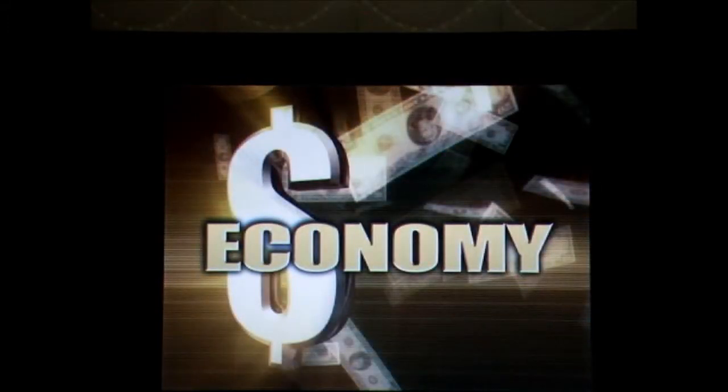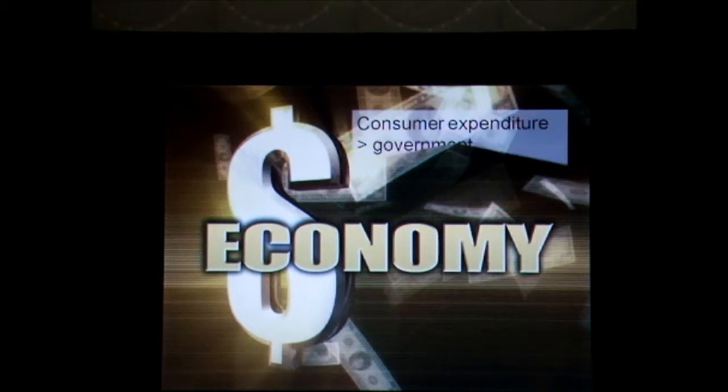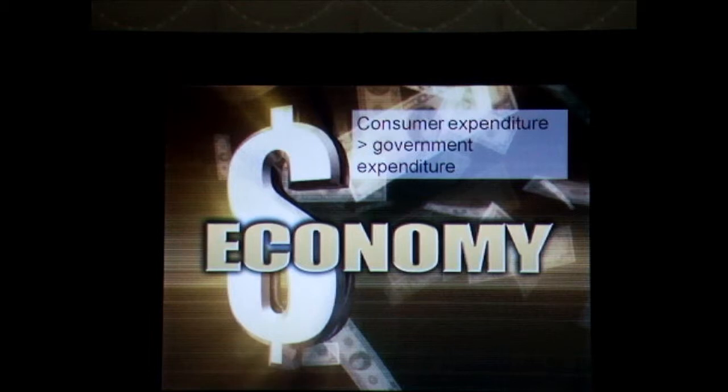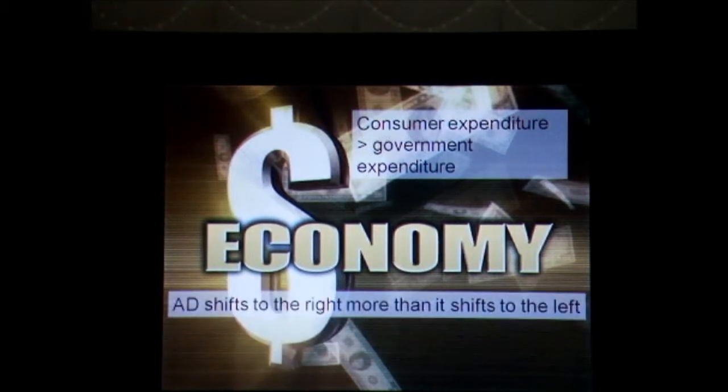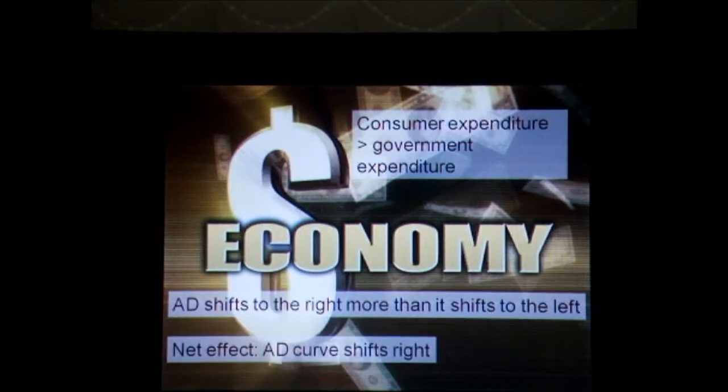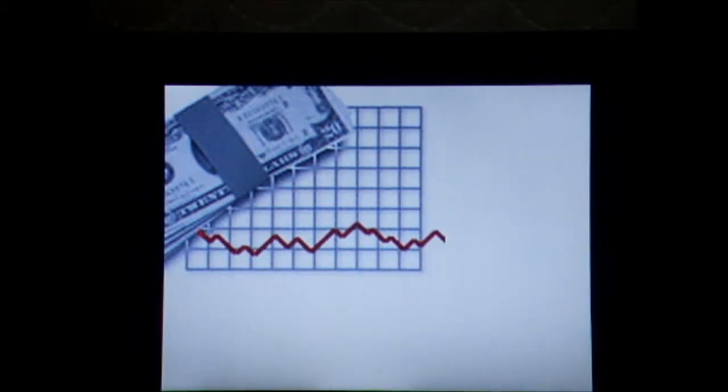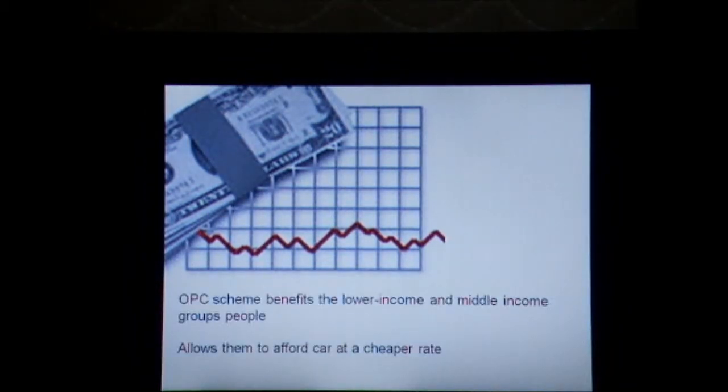The impact on the economy. According to research, consumer expenditure is greater than government expenditure in the year 2008. In other words, the shift of the AD curve to the right is greater than the shift to the left. The net effect is the shift of the AD curve to the right. This OPC scheme will benefit the lower income and middle income group, as it allows them to own a car at a lower price.